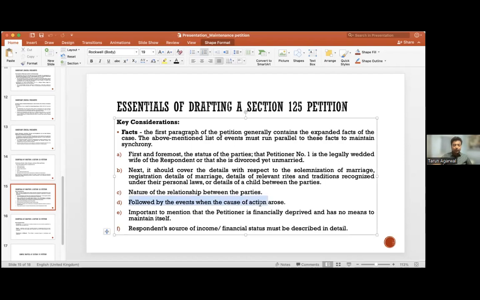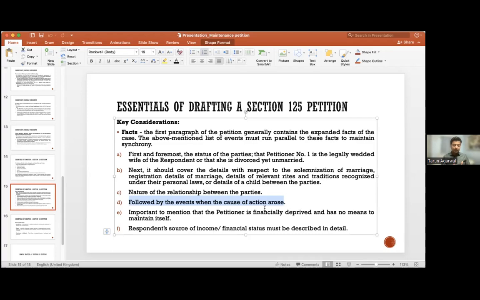Then the next important factor in your petition is, what is the cause of action? Cause of action in simple terms means what gives you the ground to file this application. So once you have stated that you are a legally wedded wife, that you got married as per so and so rituals, so and so personal laws, that you were married to that person for so and so time period, that this is your current employment situation, that these are your education qualifications, then next comes the cause of action.